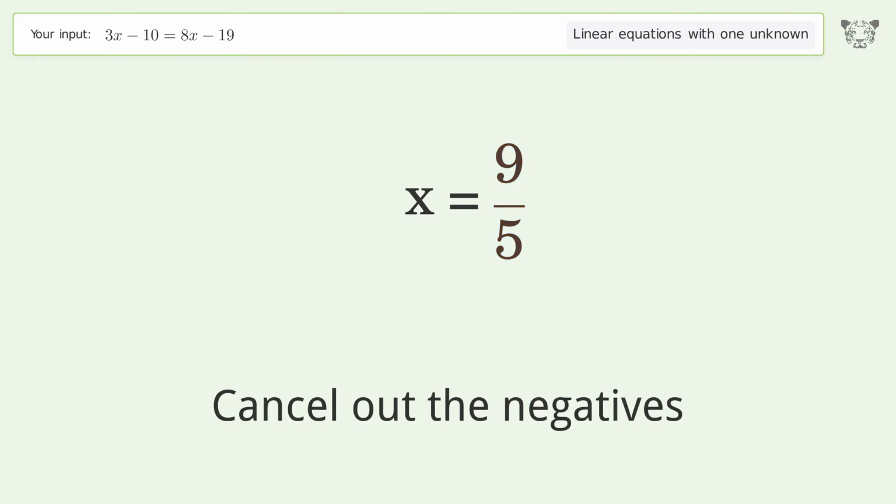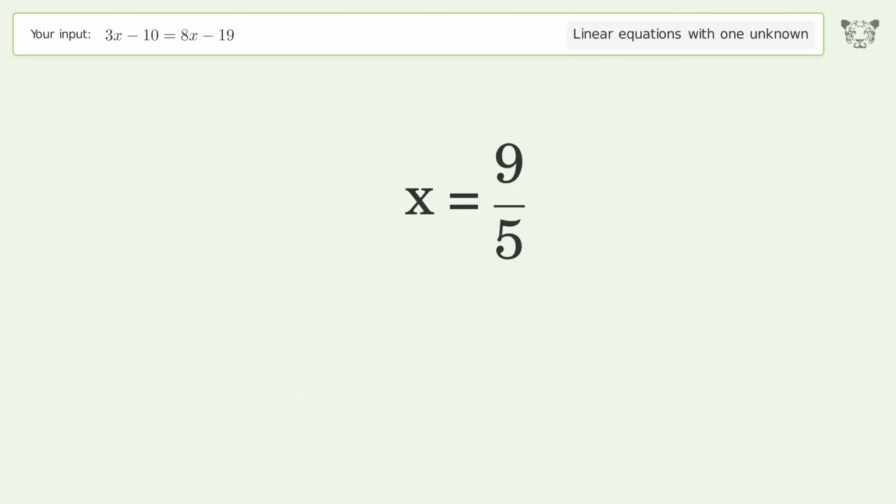And so the final result is x equals 9/5.